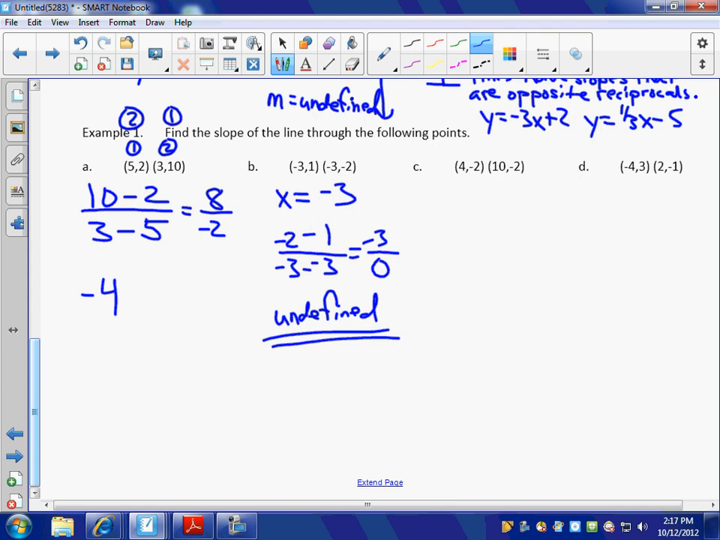The y values are the same. So y is always equal to negative 2. That's the equation for the line. If we do y sub 2 minus y sub 1 over x sub 2 minus x sub 1, we get 0 over 6, which is 0. Slope of a horizontal line, y equals negative 2, is 0.